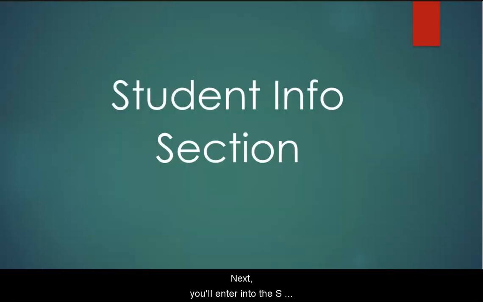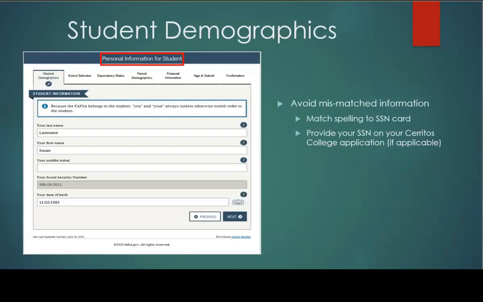Next, you'll enter into the student demographics section. Here, you'll need to input information that is found on your Social Security card. This includes your first and last name, as well as your date of birth. Please make sure that the spelling of your name matches what is on your Social Security card. This will ensure that we can match your application to our database.